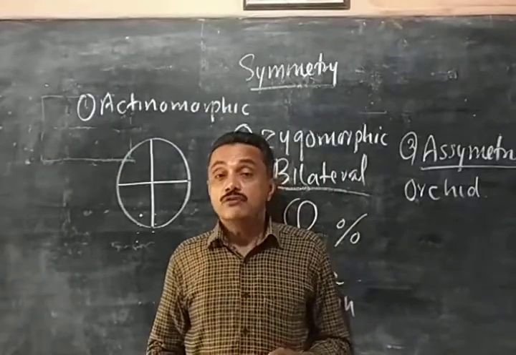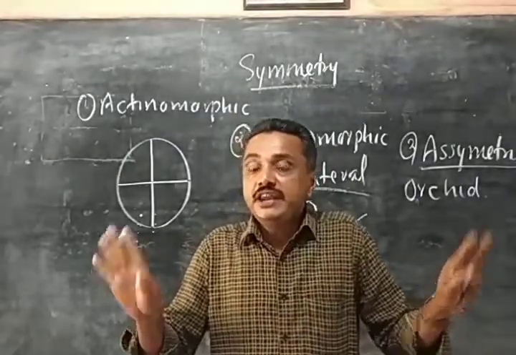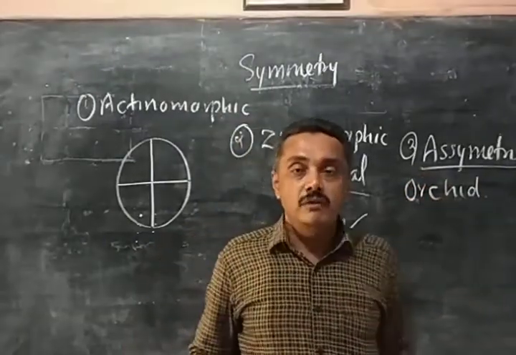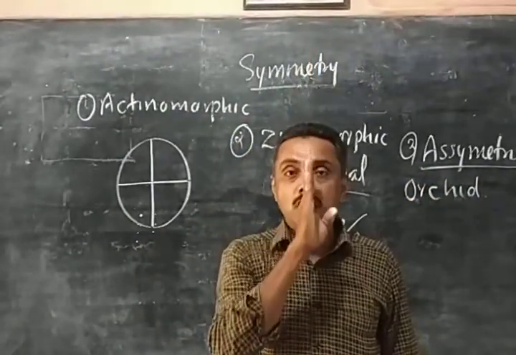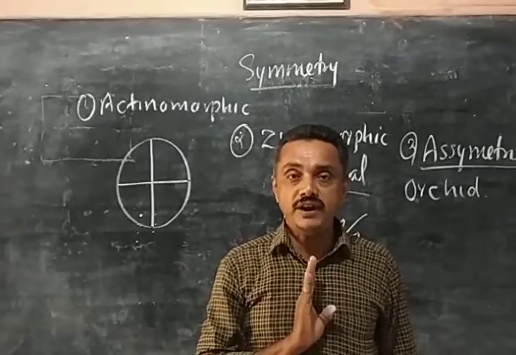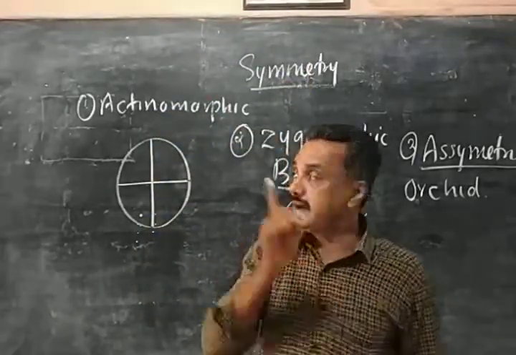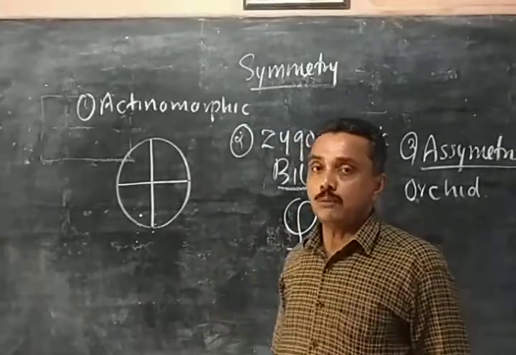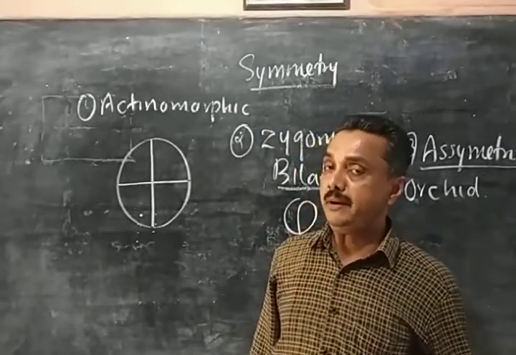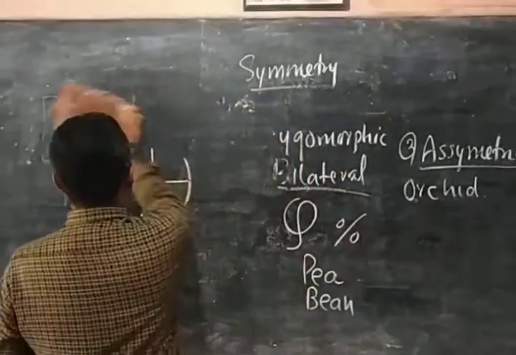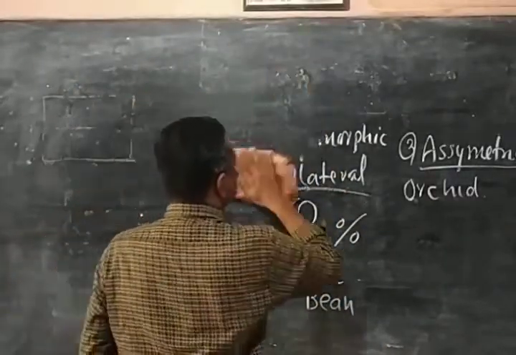Such flowers which cannot be divided into equal halves in any plane are called asymmetric. Those which can be divided in one plane are called zygomorphic. Those which can be divided in any plane are called radially symmetric or actinomorphic. So flowers, based on symmetry, are of three types: actinomorphic, zygomorphic or asymmetric.